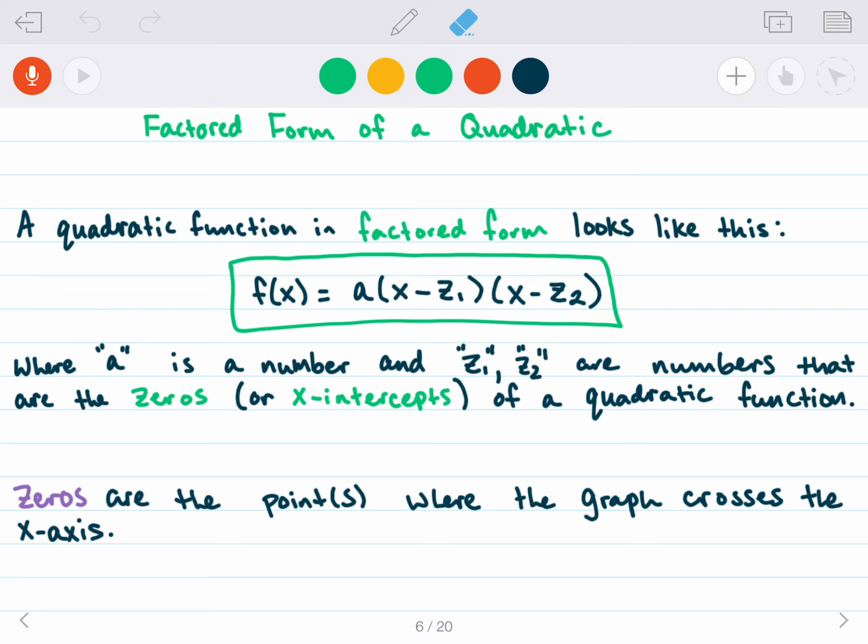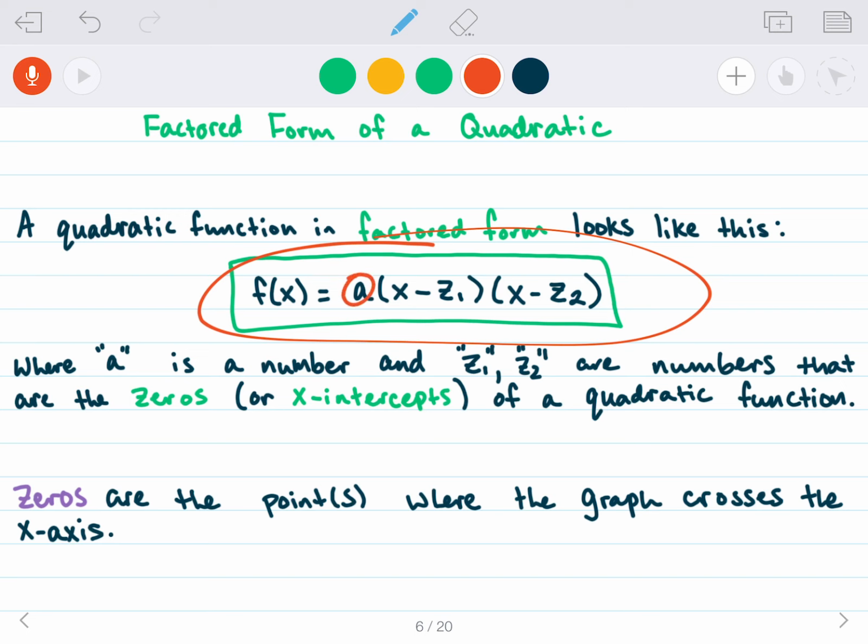Now, this form is called factored form. You're basically dressing up your function to look a little bit differently, and it's going to give you different information. It's the same function, just disguised a little bit differently, and it's going to tell us some different stuff about it. So factored form looks like this. Looks different from standard form, right? This is what factored form looks like.